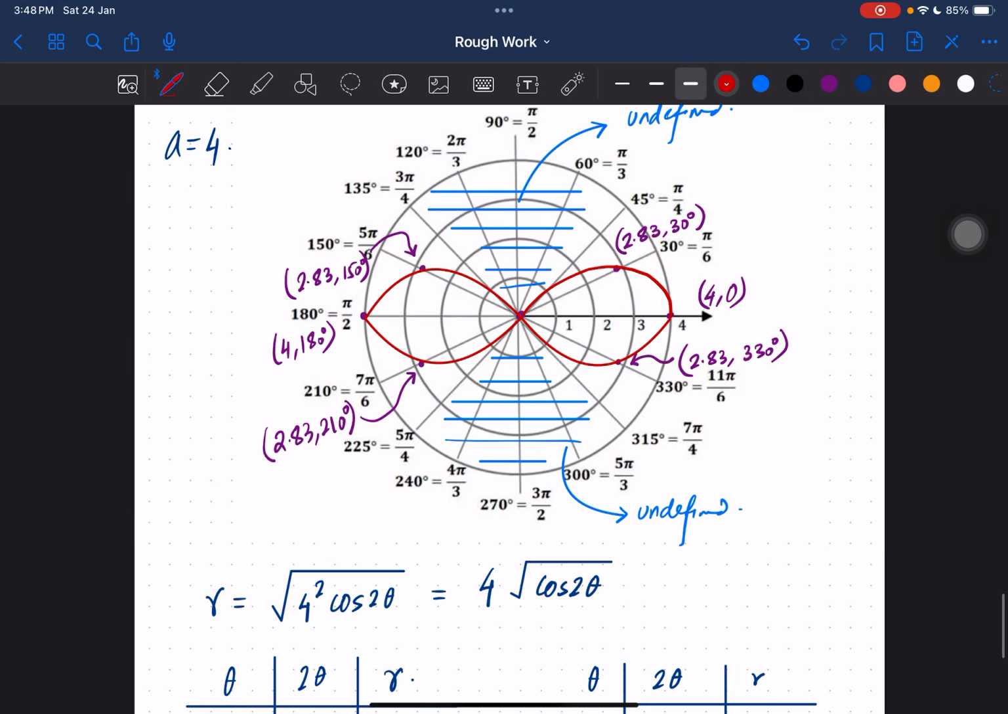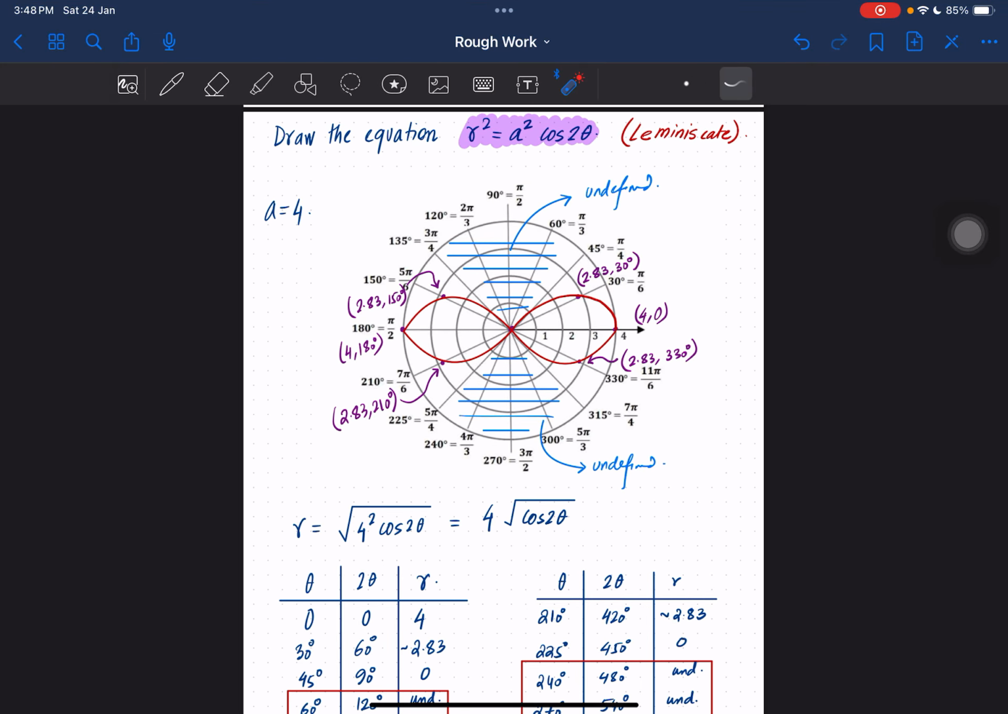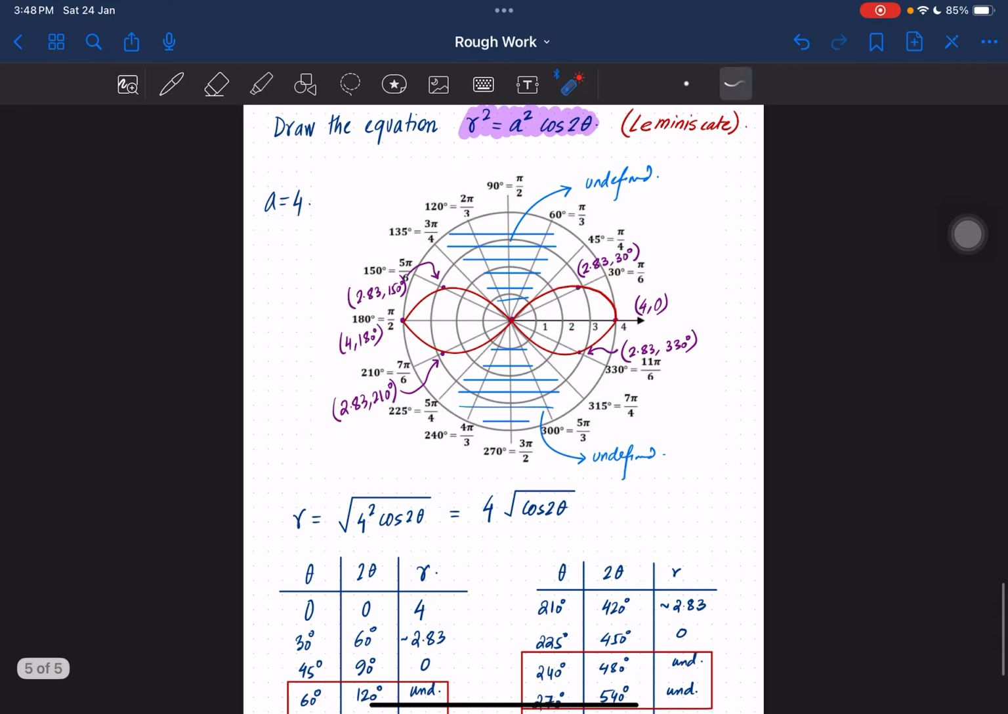So now you can see that it is symmetric. If you draw this line and this line, these four parts are symmetric. So if you want to find the area enclosed within this curve, then you can just find the area in the positive quadrant, so this part, and then multiply by 4. So this is how you draw the equation r squared equals a squared cos 3 theta.